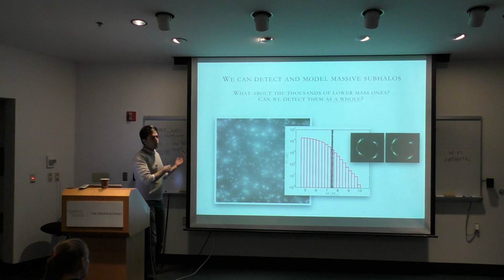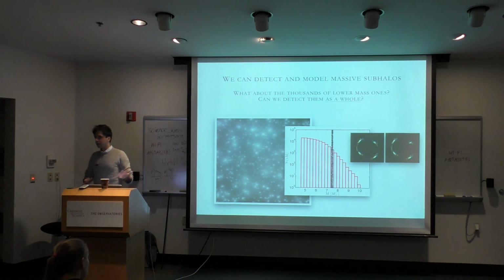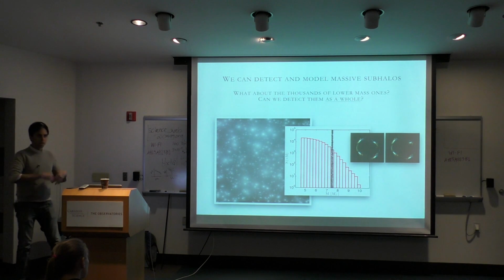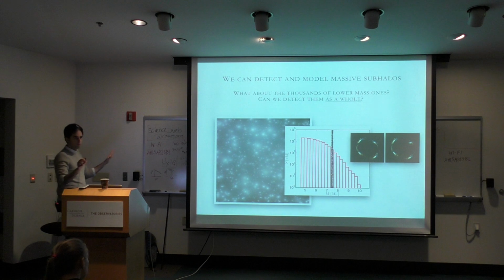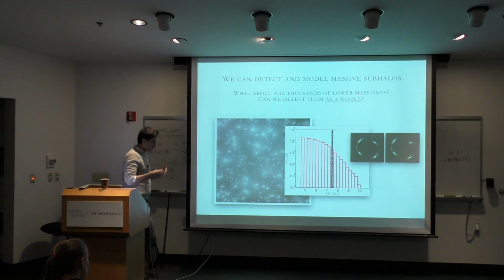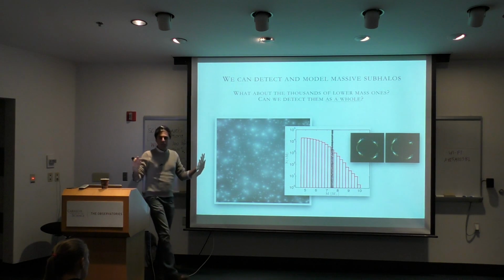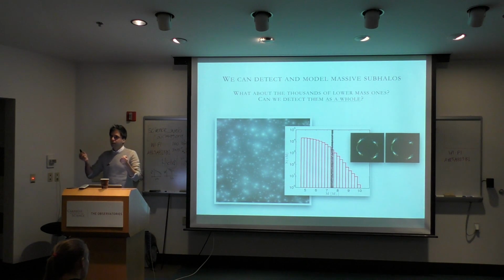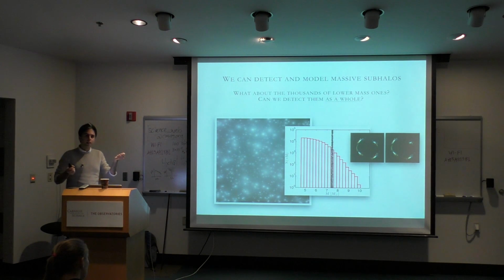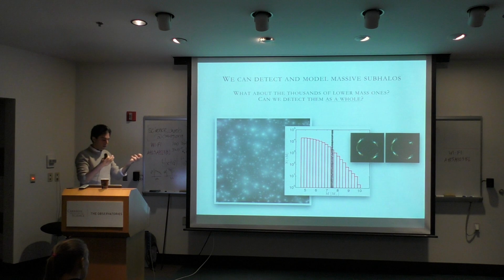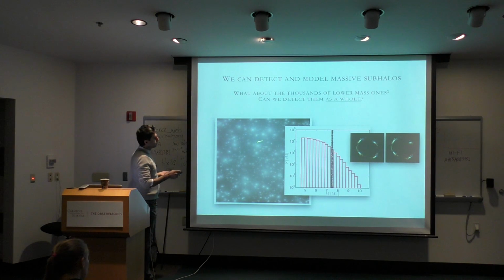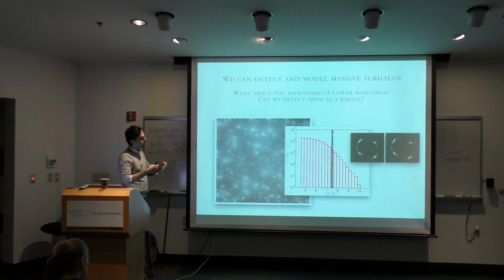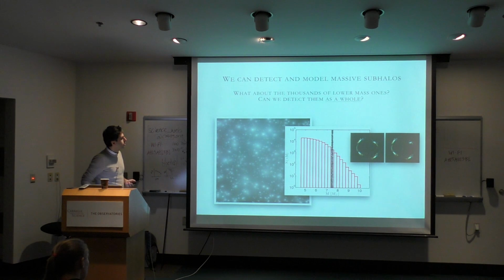But if CDM is correct, and if there are many of these subhalos, we expect to have many of these tinier subhalos all over our images. So the question now is, cumulatively, all of them together, do they have a perturbative effect that we could detect, that could give them away, and we could measure the cumulative mass of these lower mass subhalos?